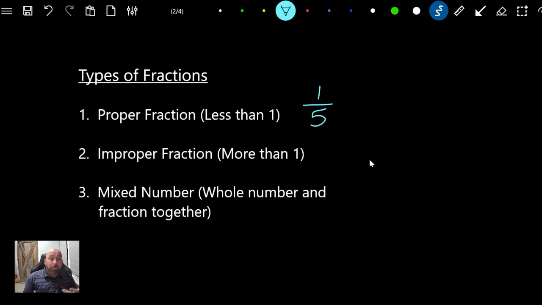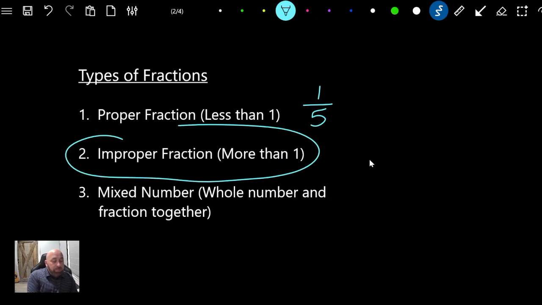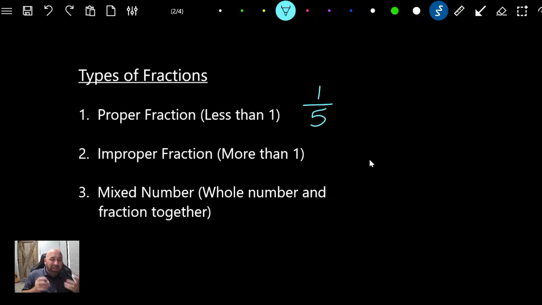1/5 is a proper fraction because that would mean that I have only one piece, but there were 5 total pieces. Okay, so it's less than a whole pizza. The next one is called the improper fraction, and I don't really love that name because it almost sounds like it's a bad fraction. When we get to algebra, you're actually going to be using improper fractions, and you can actually leave your answers as improper fractions. So I almost don't like that name.